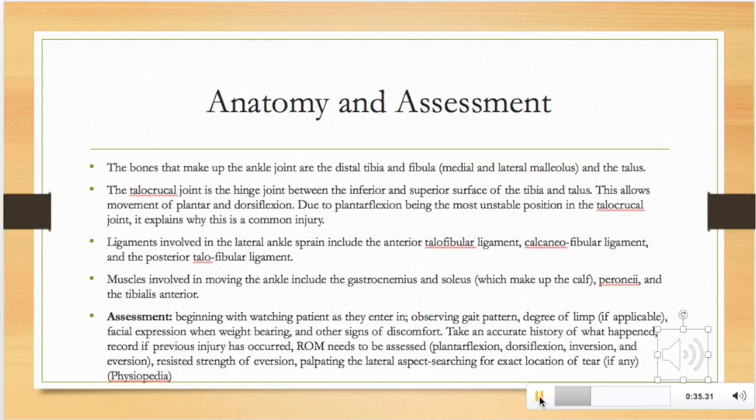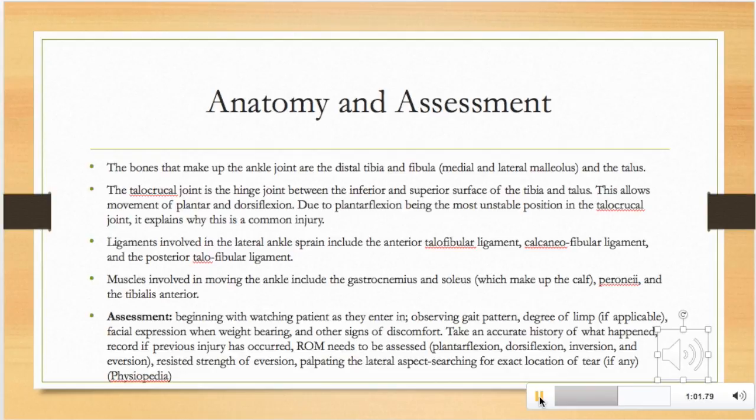The ligaments that are involved in the lateral ankle sprain include the anterior talofibular ligament, the calcaneofibular ligament, and the posterior talofibular ligament. Muscles involved with moving the ankle are from the calf, which is the gastrocnemius and the soleus, the peronei, and the tibialis anterior.